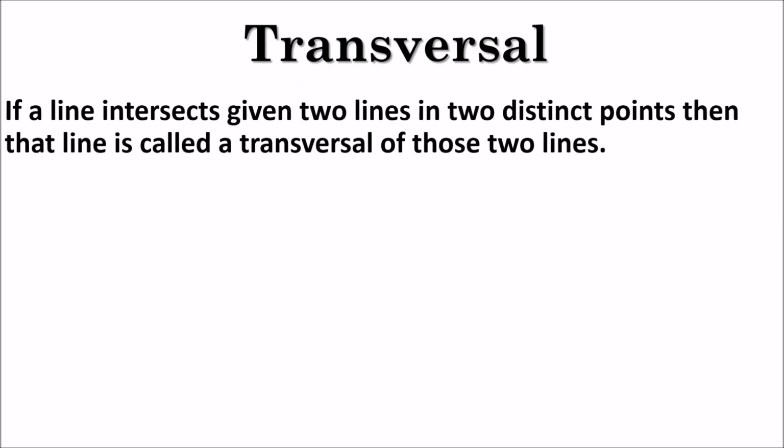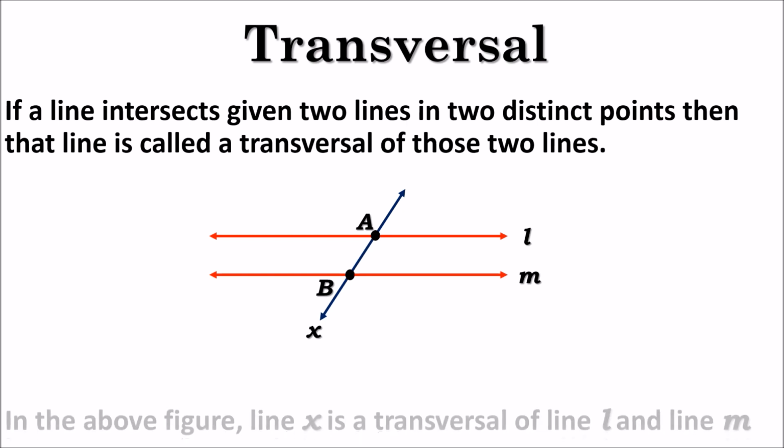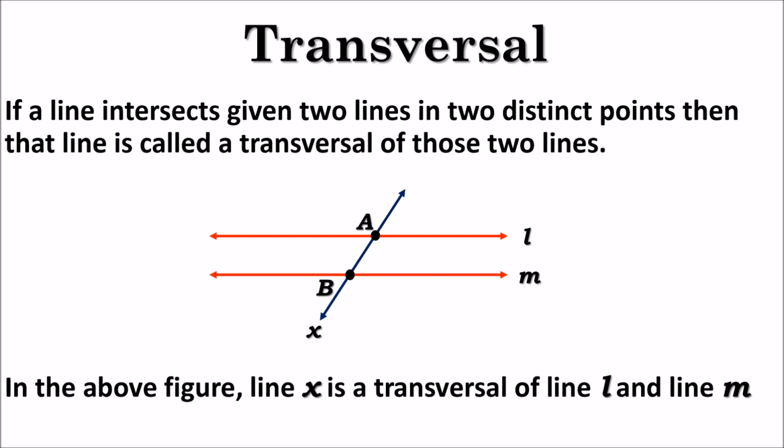What is a transversal? If a line intersects given two lines in two distinct points, then that line is called a transversal of those two lines. Let's say, for example, here we have line L. Here we have another line M. And you can see that both the lines are intersected by a third line X. Line X intersects line L and line M at points A and B respectively. So this line X intersects line L and M at two different points. Therefore, line X is a transversal of line L and line M.